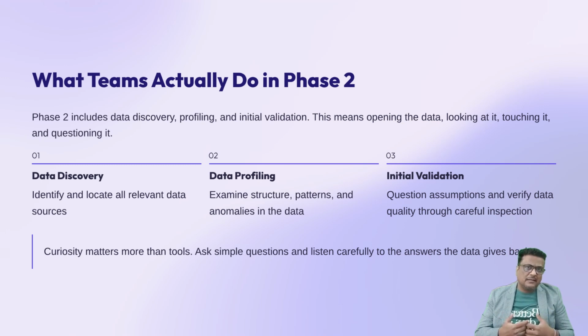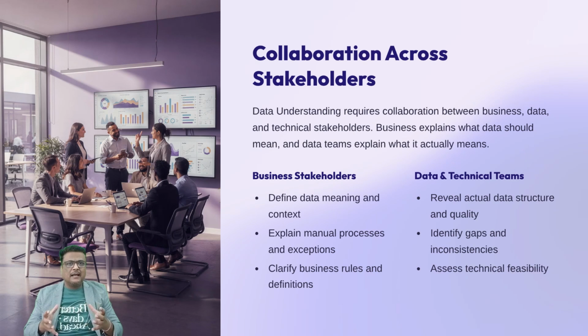Phase 2 is where curiosity matters more than tools. You ask simple questions and listen carefully to the answers the data gives back. Now let's talk about alignment because phase 2 is not just for data people. The official study guide explains that data understanding requires collaboration between business, data, and technical stakeholders. In simple terms, business explains what the data should mean, and data teams explain what it actually means.